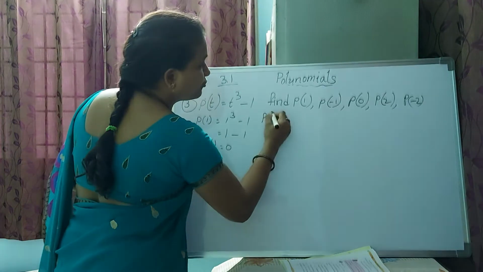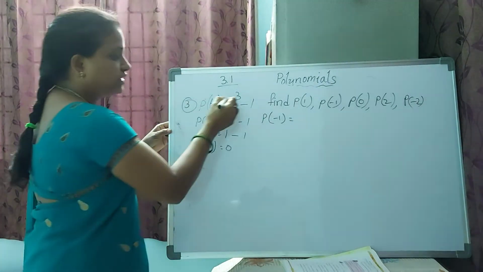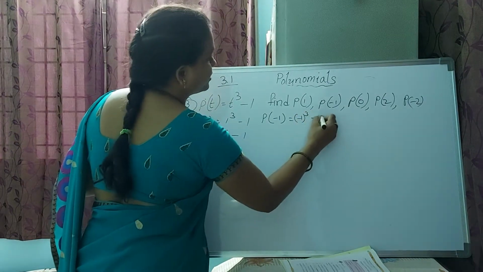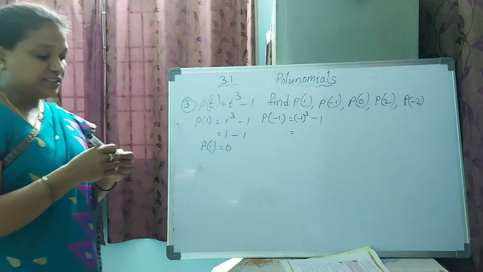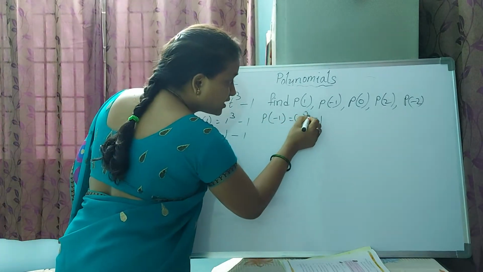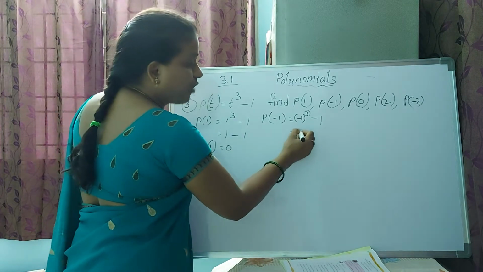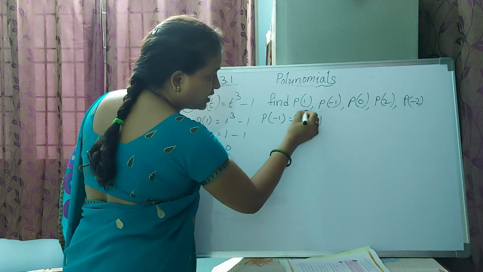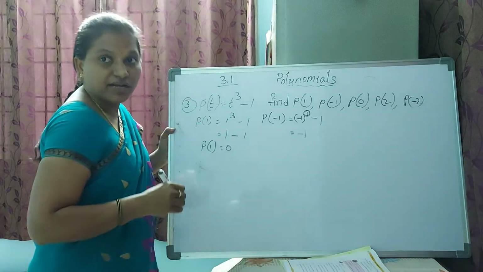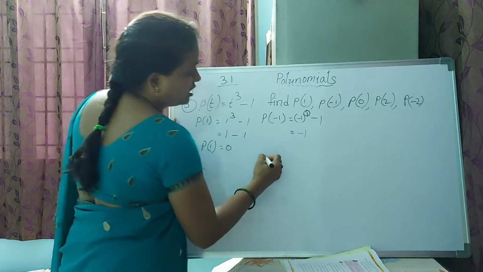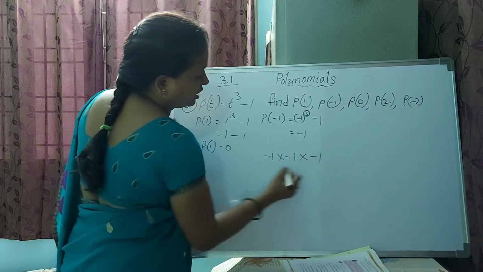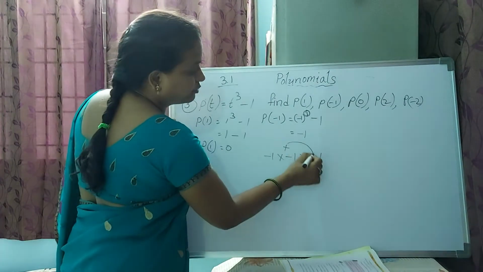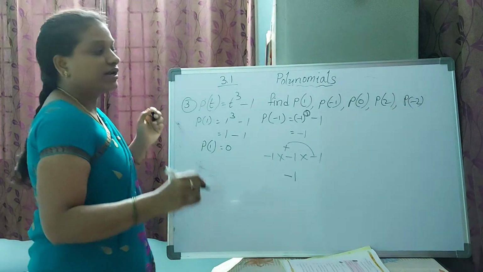Next, P of minus 1 is equal to, instead of t, you replace with minus 1. Minus 1 whole cube minus 1. So, minus 1, 3 times. See, here if the power is an even number, it becomes 1. If it is an odd number, it means minus 1 only. Minus 1 into minus 1 into minus 1, 3 times. 1 into 1 into 1 is 1 only. Minus into minus is plus. Plus into minus is minus. Simply you can remember like this.